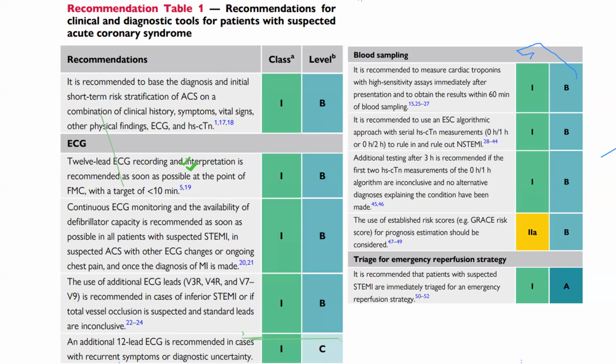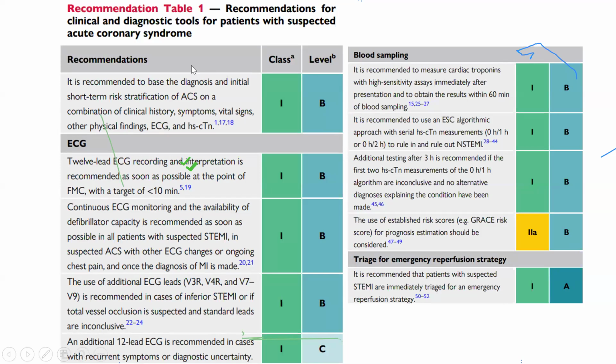The use of additional ECG leads, right-sided and posterior leads, is recommended in case of inferior STEMI or in total vessel occlusion is suspected, and standard leads are inconclusive. An additional 12-lead ECG is recommended in cases with recurrent symptoms or diagnostic uncertainty. So patient comes, initial ECG is normal, and you still suspect that it may be an ACS. Repeat ECGs are recommended.